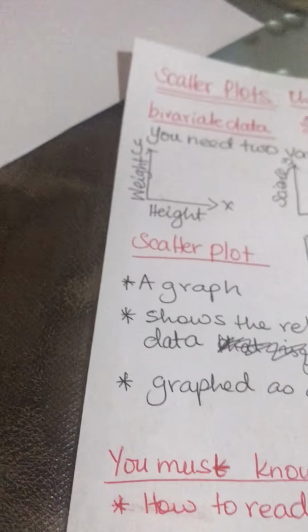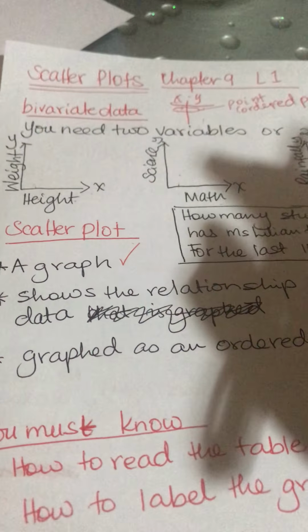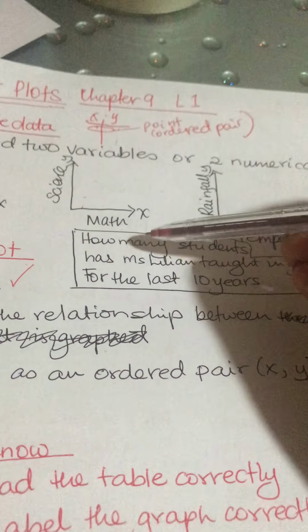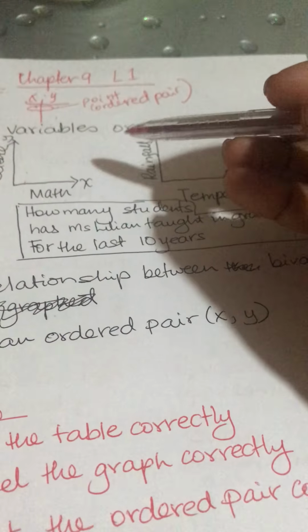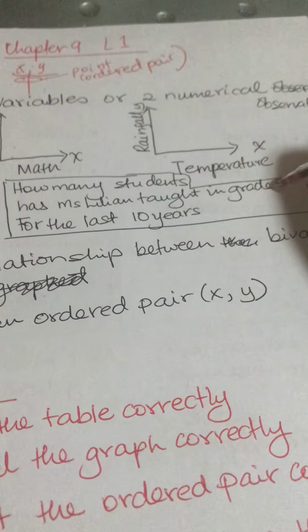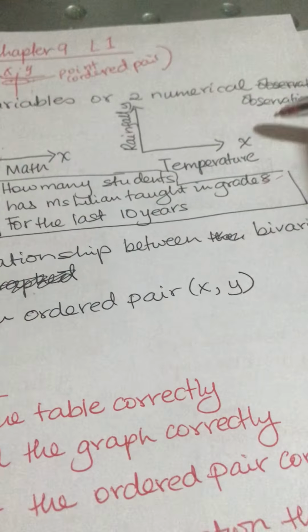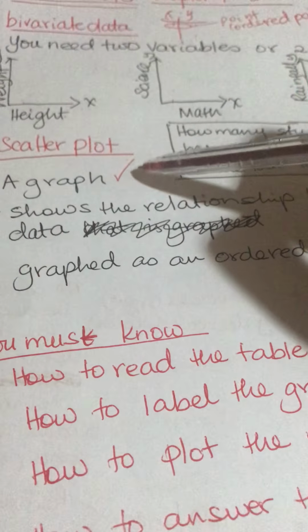Okay. All right. What is a scatter plot? It is a graph. You need to know that. Sometimes it can be given as a graph. Sometimes it can be given as a story. And then you need to plot the points that they give you. So here I am comparing how many students Miss Lillian has taught in grade 8 for the last 10 years. The numbers will not be the same.